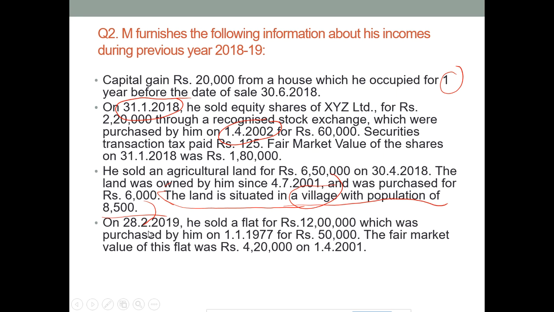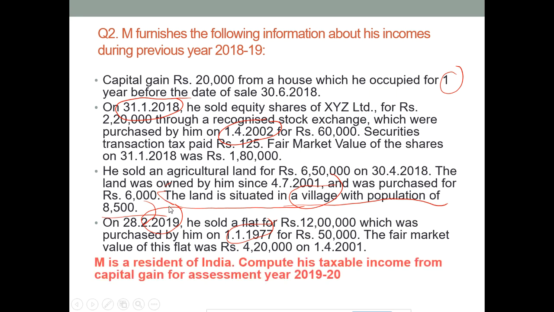Next, on 28/2/2019, he sold a flat for rupees 12 lakhs, which was purchased by him on 1/1/1977 for rupees 50,000. The fair market value of the flat was 4,20,000 on 1/4/2001. So he purchased in 1977 and sold in 2019, held for more than 3 years, obviously. M is a resident of India. Compute his taxable income from capital gains for the assessment year 2018-19.